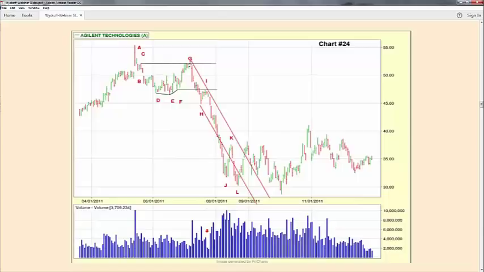But when a stock reaches a resistance point, it needs to go and go now. If it doesn't, it's going to run into supply and it's going to react. And this is exactly what happened to Allegiant. It reacted strongly down to point M for a sign of weakness.